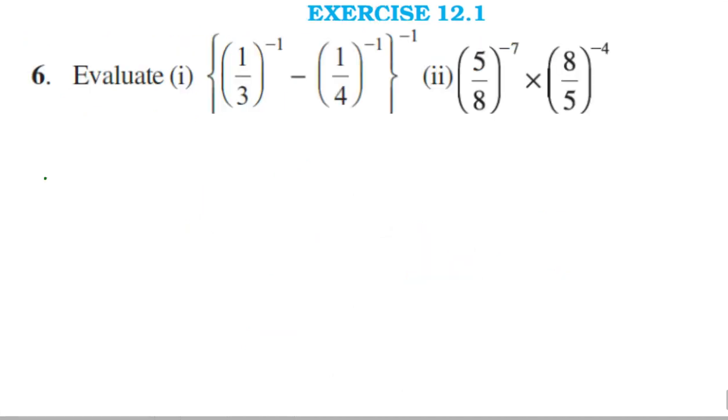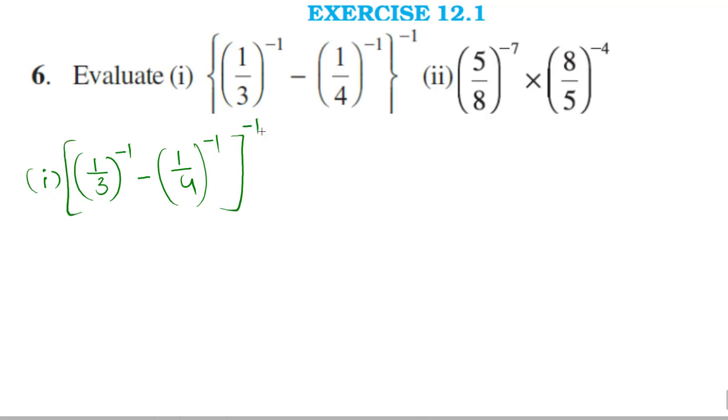Next problem, sixth problem, evaluate. We have two questions in this one. First one, (1/3)^(-1) minus (1/4)^(-1), whole to the power of minus 1. This looks somewhat complicated, but not that complicated.